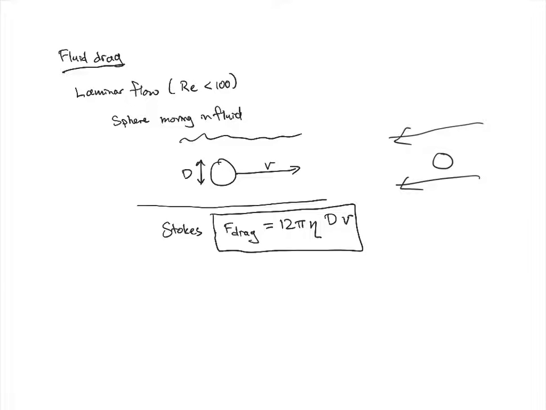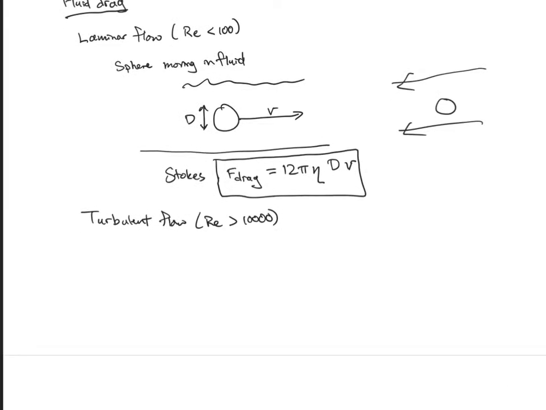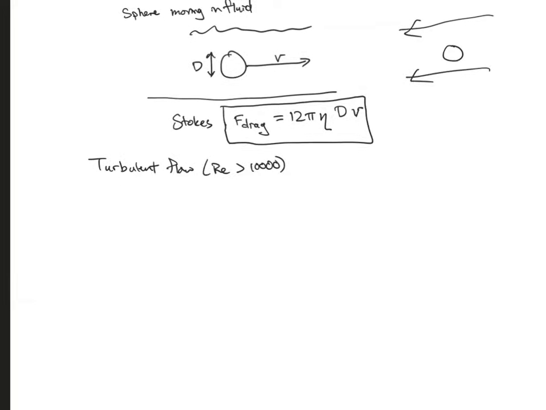So then the opposite limit would be turbulent flow. So Reynolds number greater than 10,000. So like, for example, a baseball under most circumstances. And we have the tools that we need to analyze this one ourselves. So let's go ahead and do that.